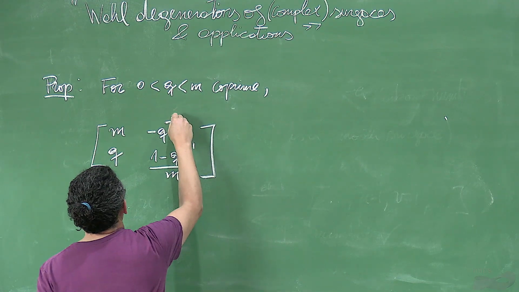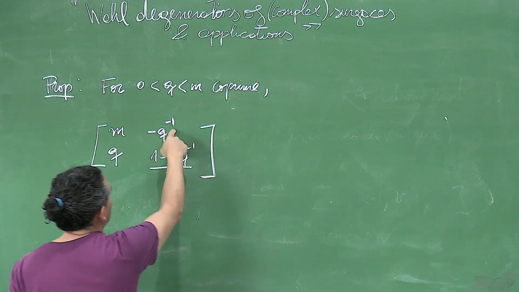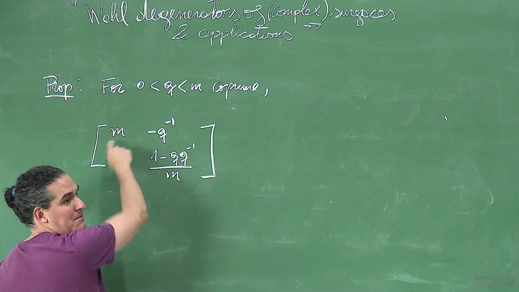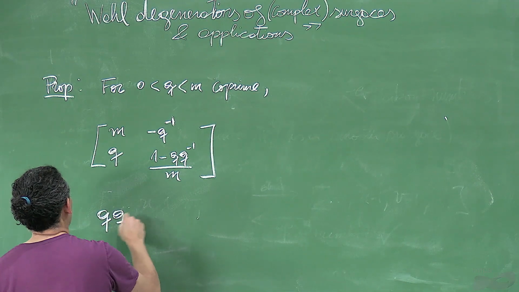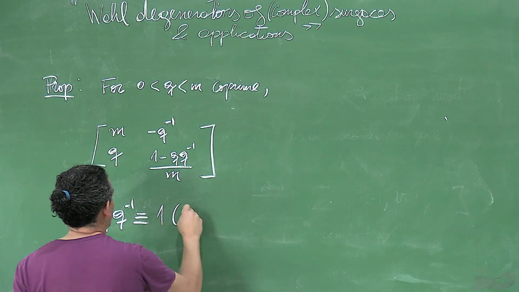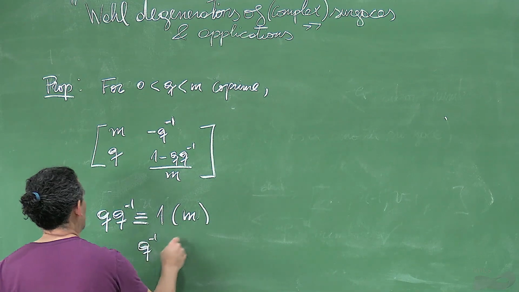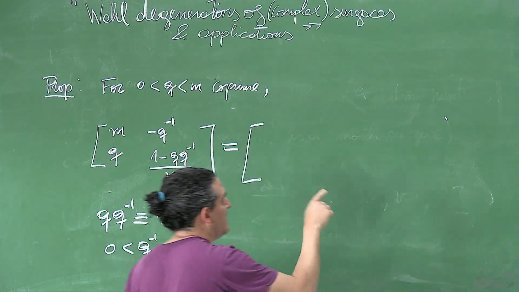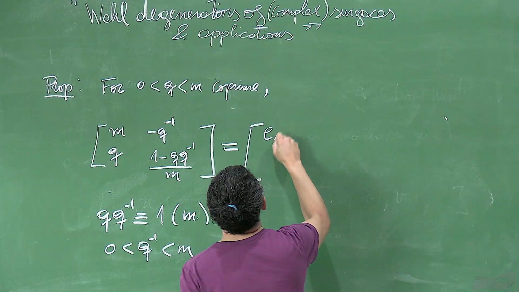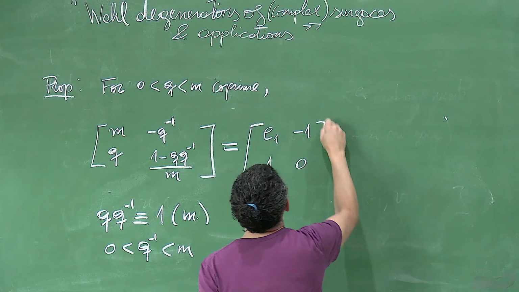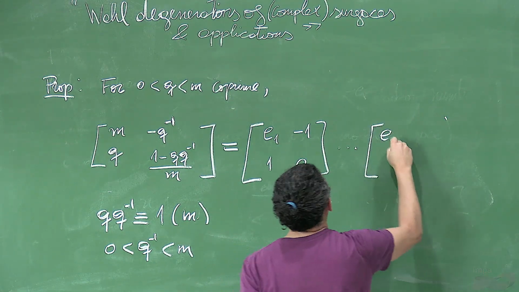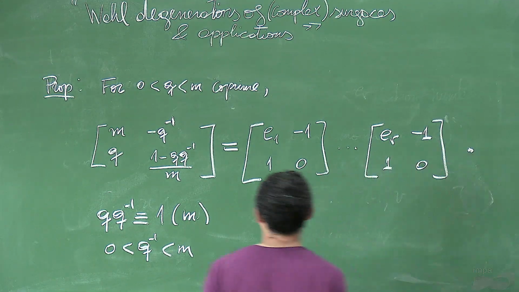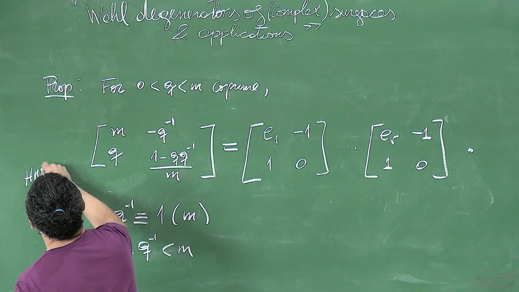So this is a 2 times 2 matrix with these numbers. This Q inverse is the inverse of Q mod M. So Q inverse is congruent to 1 mod M. Q inverse between M and 0. And this is equal. And now you put the numbers in the continuous fraction: E1 minus 1, 1, 0, and so on until ER minus 1, 1, 0. That is also in the homework. Not difficult.